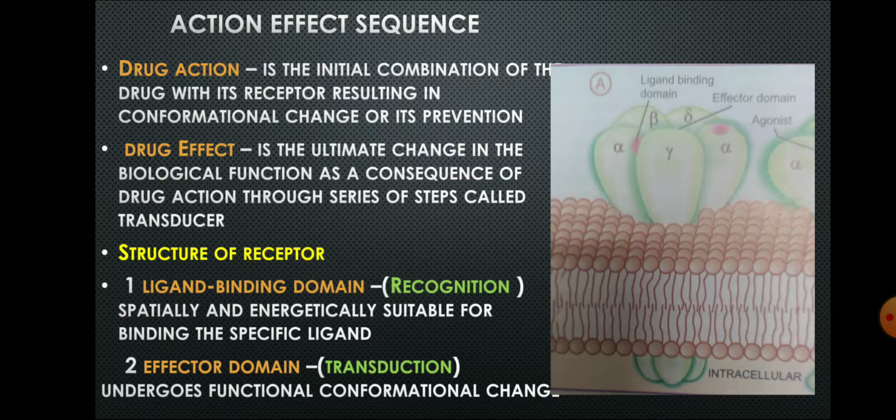Now what is the drug effect? It is the ultimate change in the biological function as a consequence of drug action, through a series of steps called transducer. Drug effect means the ultimate change that comes when the drug binds to the receptor. We know what a receptor is, we saw this in the previous video. If you are not aware of it, please go and watch part 1 first.